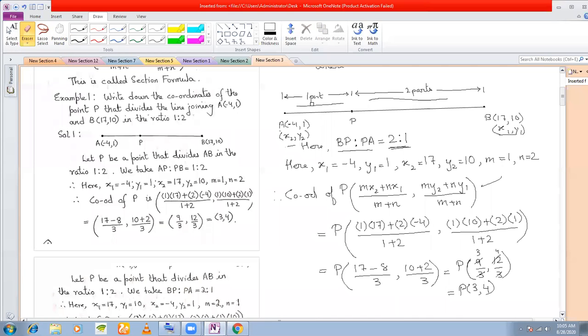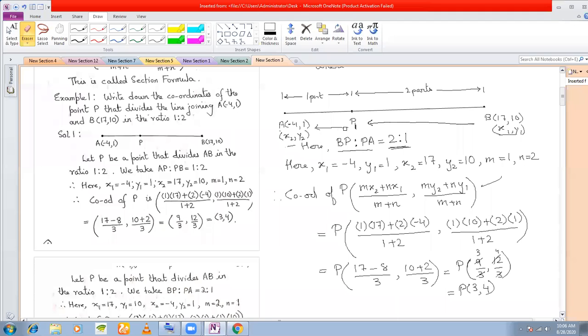Or any question? Sir, the ratio will be given. No, it depends on you. The ratio will be given, but it depends on you where you want to start, whether you want to start from A or you want to start from B. Understood? Okay, sir. So wherever you want to start, here again we are starting from B, so we have taken B as x1, y1 and A as x2, y2. Since we are starting from B, we'll take BP till this point and then is to PA. Understood? That is the idea.